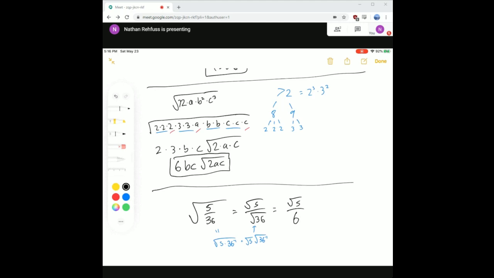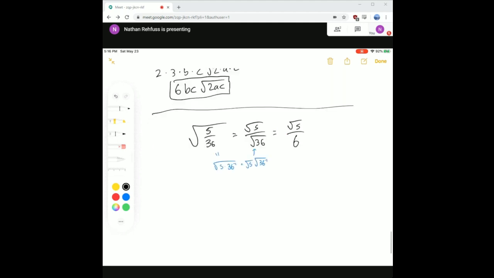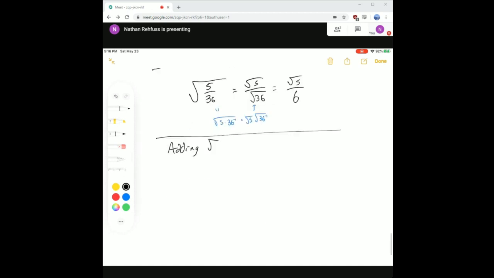Okay. Let's talk about adding square roots. The key here is going to be to combine like terms. Hopefully you've seen this in a previous class, but what I mean when I say combine like terms is if I had 2x plus 3y plus 4x, like terms are where we have the same variable with different coefficients. So the 2x and the 4x are like terms. 2x plus 4x is 6x.